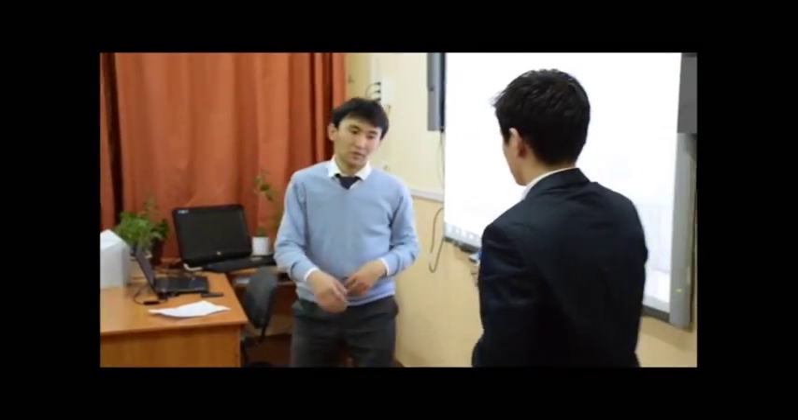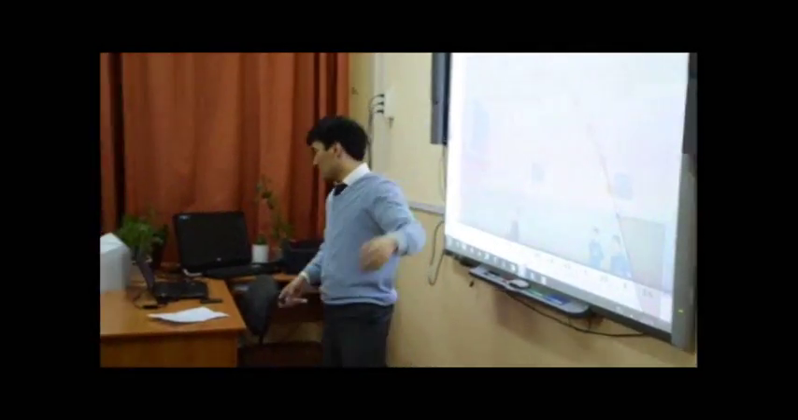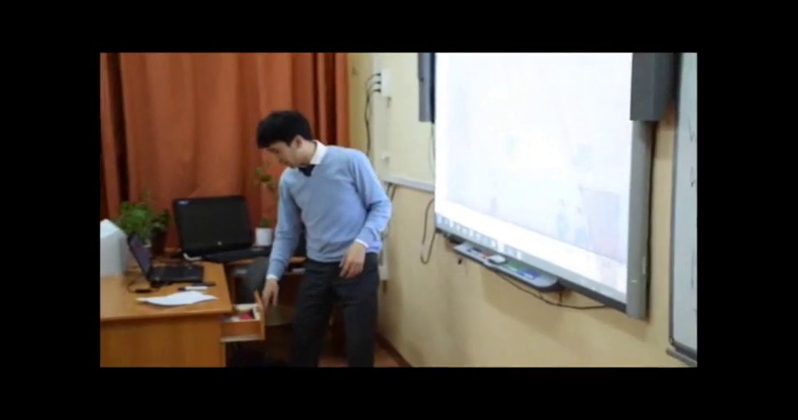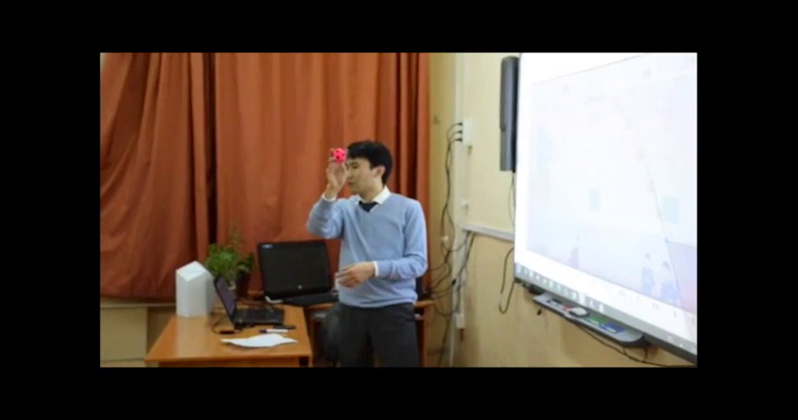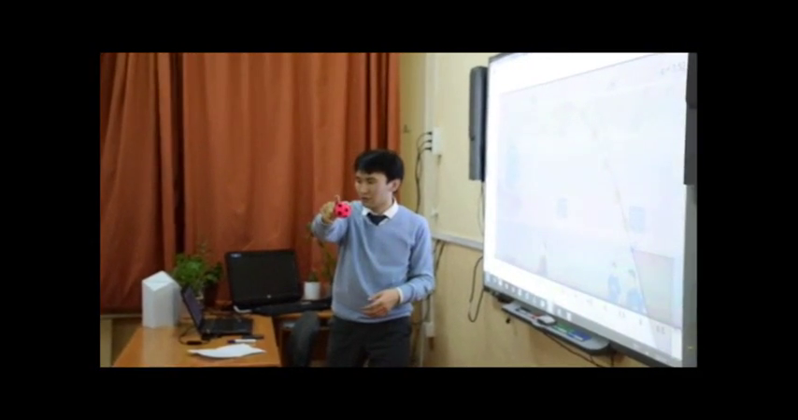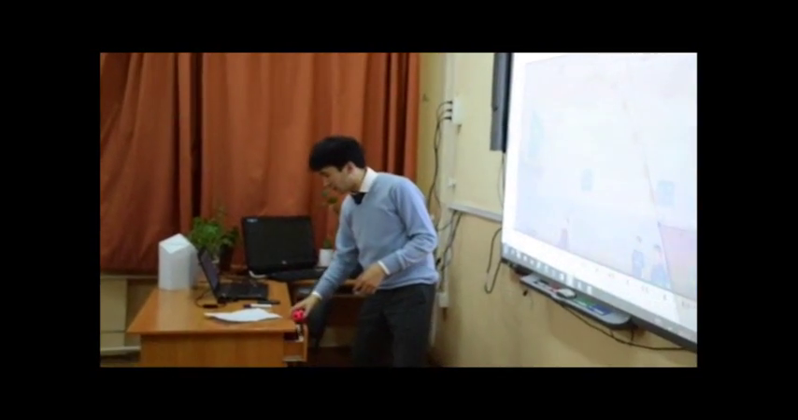Is this clear? Now that means I have to throw the ball at 45 degrees with a constant velocity to reach the maximum horizontal distance. Yes, that's correct.